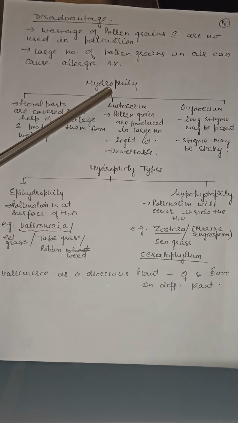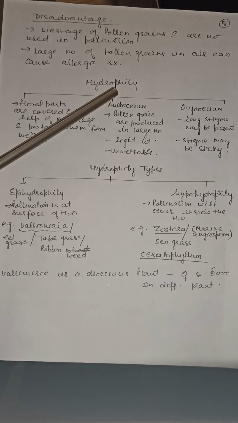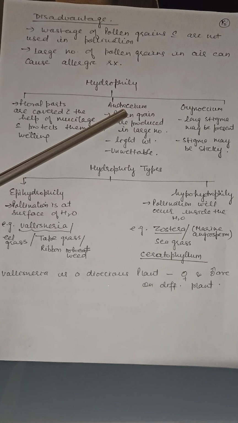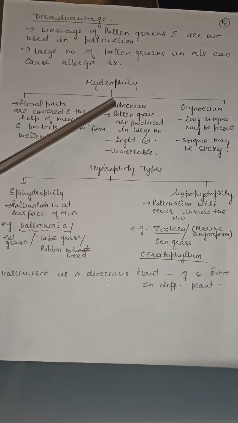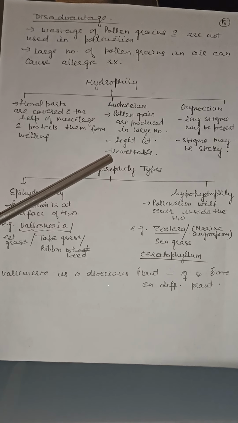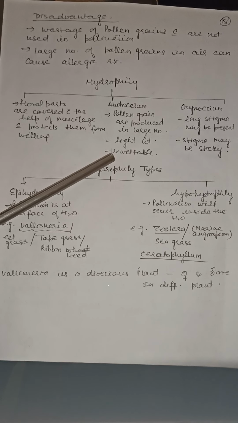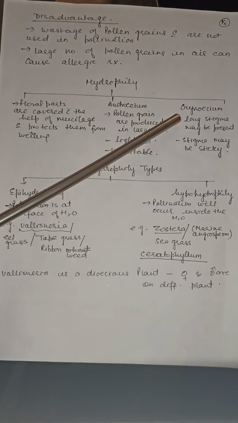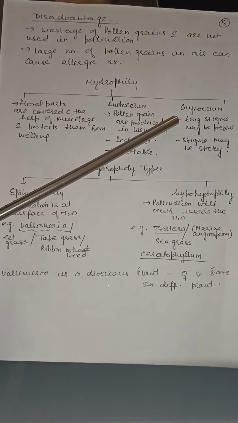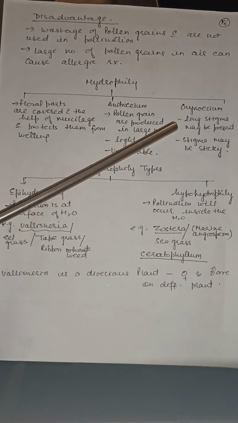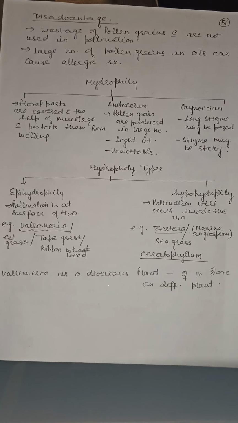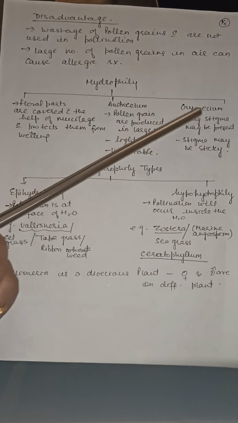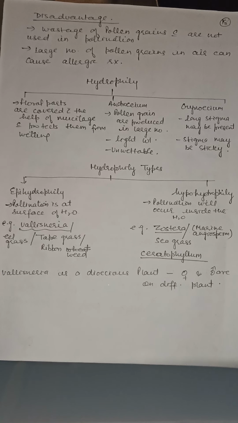Androecium, that is the male part, produces pollen grains, and here also the pollen grains are produced in large number because the fusion of male and female gametes is by chance. Pollen grains are again lightweight, but they are unwettable. The female part, that is carpel or pistil, has a long stigma. Stigma may be sticky. So this is the characteristic of hydrophilous flowers.